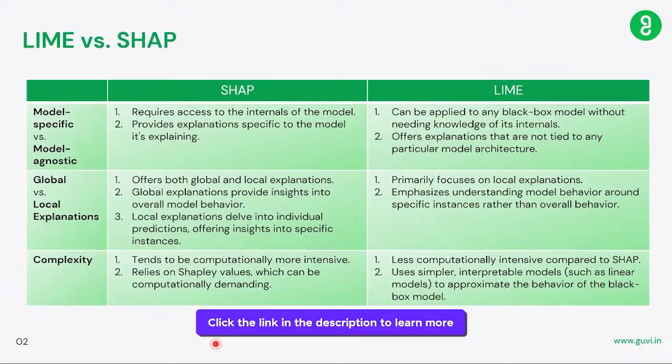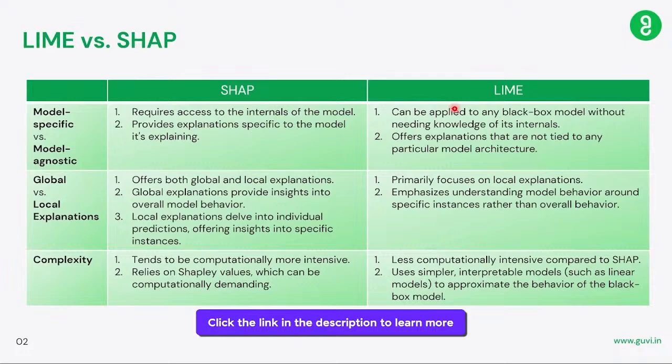Now, Sharp's computation involves calculating the Shapley values, which can be computationally demanding, especially for complex models and large data sets. So, this computational intensity may limit the scalability of Sharp for very large data sets or models with high complexity. Lime, being computationally less intensive compared to Sharp, uses simple interpretable models such as linear models to approximate the behavior of the black box model. While Lime may sacrifice more accuracy for simplicity, its computational efficiency makes it more suitable for quick prototyping and interpretation tasks.